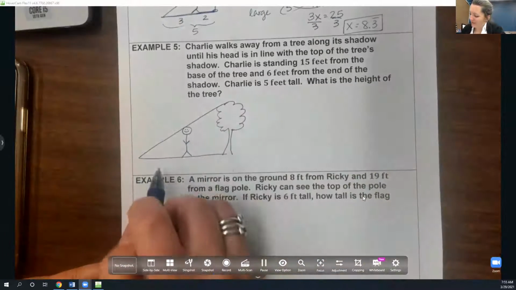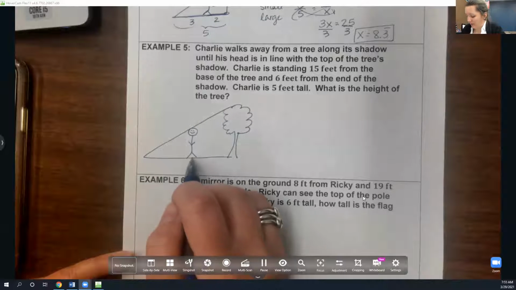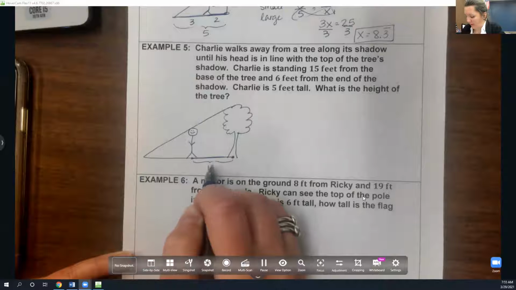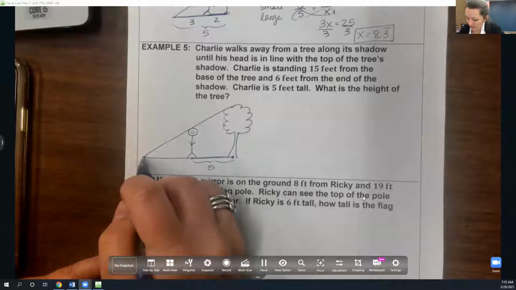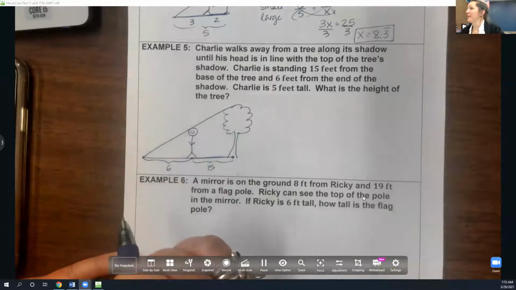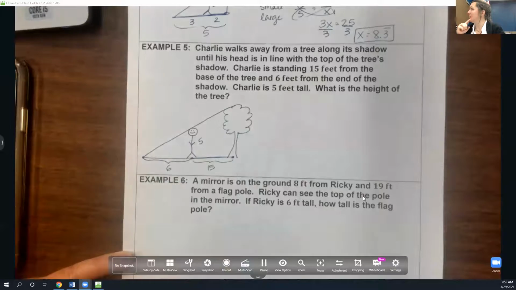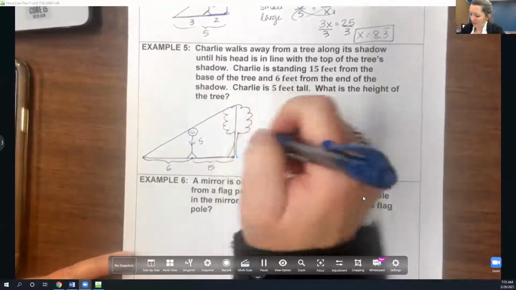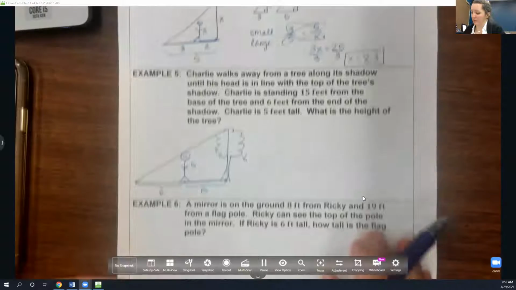All right, so Charlie is 15 feet from the base of the tree. So here's from the base of the tree here, right? 15 feet. And he's 6 feet from the end of the shadow. So we'll say the end of the shadow is right there. And he's 6 feet from that. Charlie is 5 feet tall. We got some shorties here, just like me. And we want to know how tall is the tree. So it kind of looks like the last one that we did.